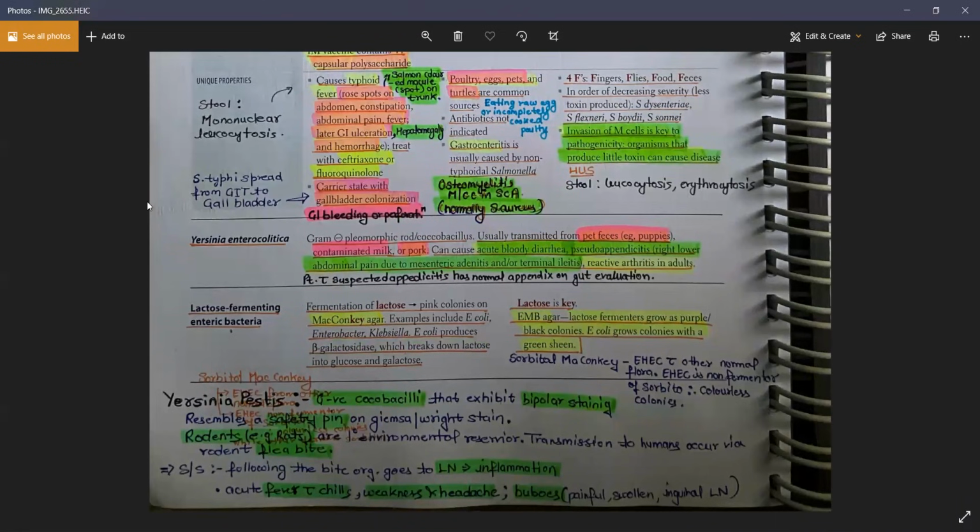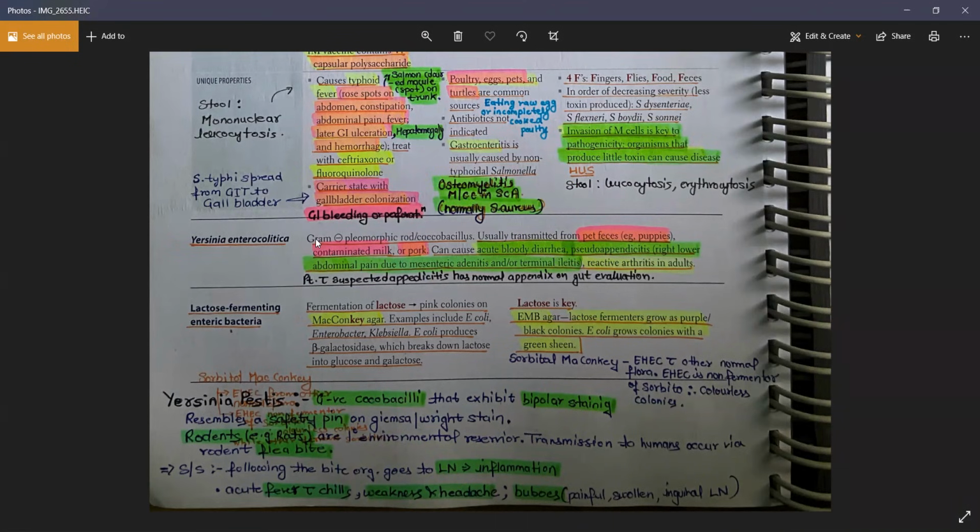And then we have also discussed this Yersinia enterocolitica, and we have discussed that it causes a pseudoappendicitis because it causes the inflammation of the ileum. And you know that the ileum is very close to the appendix, so it will mimic appendix pain. But when you do the endoscopy or the CT or MRI, your appendix would be normal, and that's how you know this must be a case of Yersinia enterocolitica.